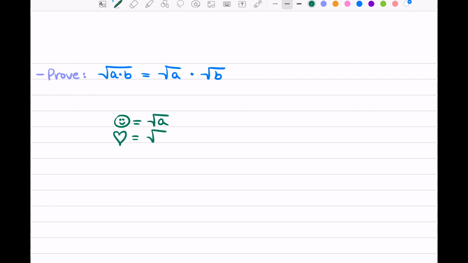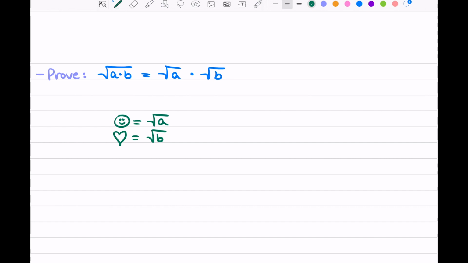So I'll start off with the multiplication rule. We want to prove that the square root of a times b equals the square root of a times the square root of b. To start off, I'm going to let smiley face equal the square root of a and heart equal the square root of b. So I just created two variables, smiley face and heart, and then I set them equal to square root of a and square root of b.